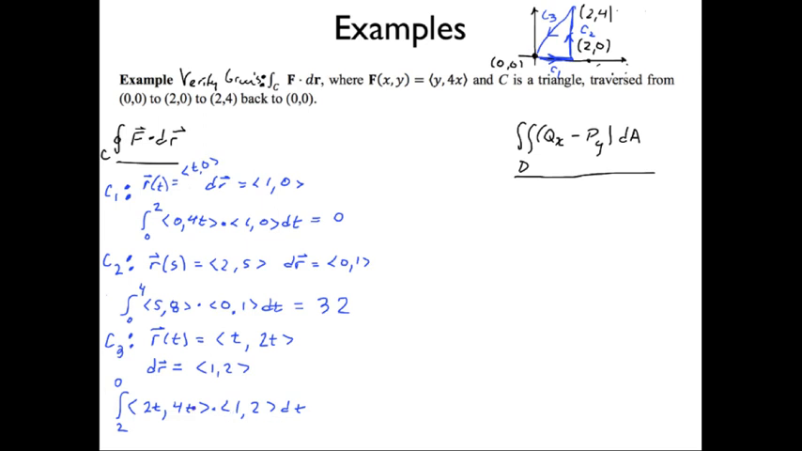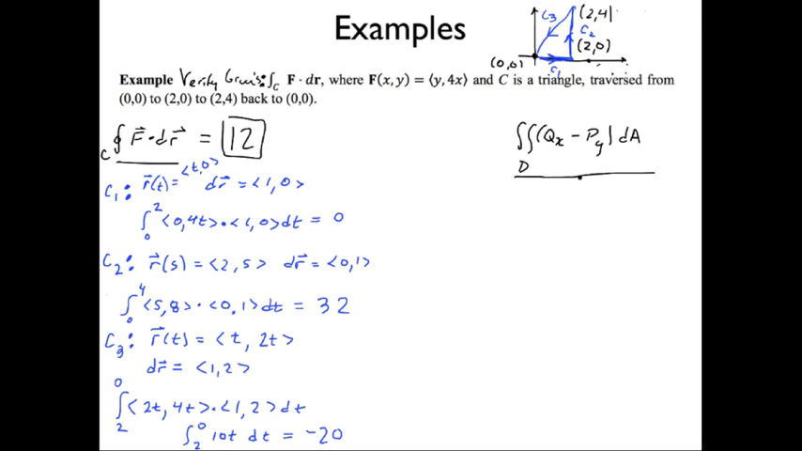2 and 8, that's right. 10t from 2 to 0 gives 5t squared, negative 20. So the circulation integral is 12, because it's going to be the sum 0 plus 32 plus negative 20. Agree with that?